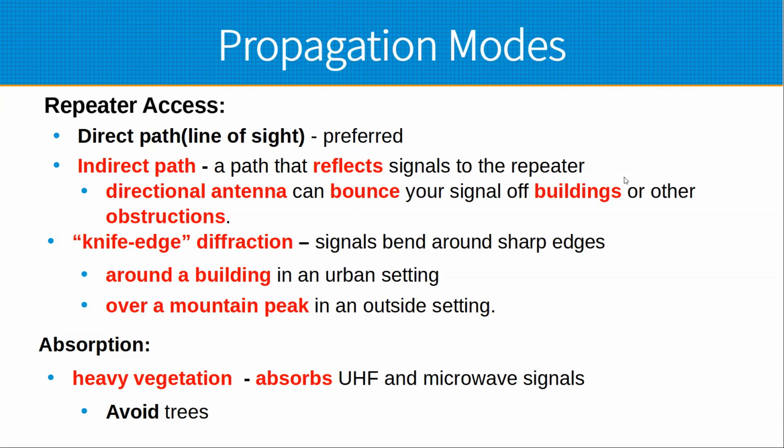There's also knife edge diffraction, which I'm familiar with in optical stuff, where you have a very sharp edge, like a razor blade or something, and light will bend around it quite a bit. And I can understand it around the edge of a building, but supposedly something like a mountain peak will do it. I wouldn't consider that a sharp edge, but I guess it works. So with knife edge, you can theoretically get to an antenna that you can't see that's on the other side of that mountain.